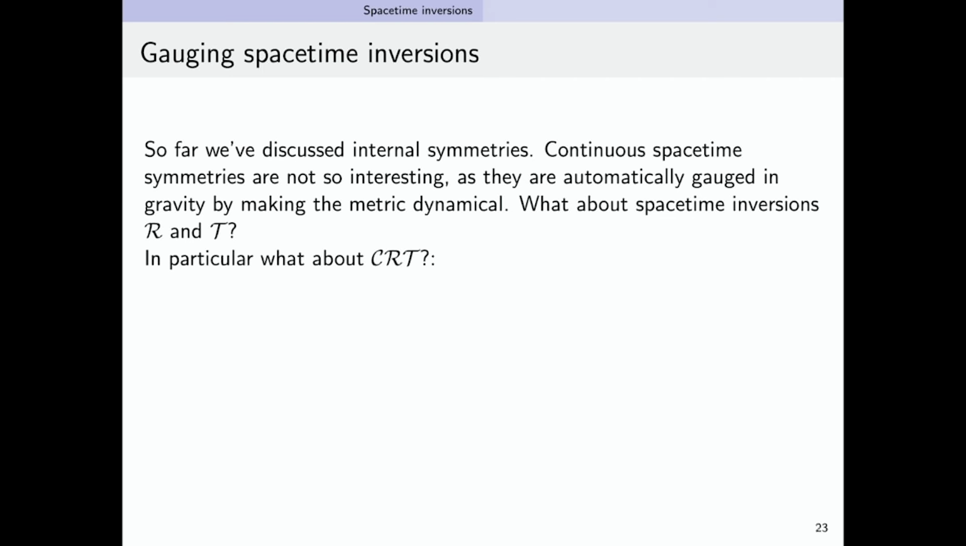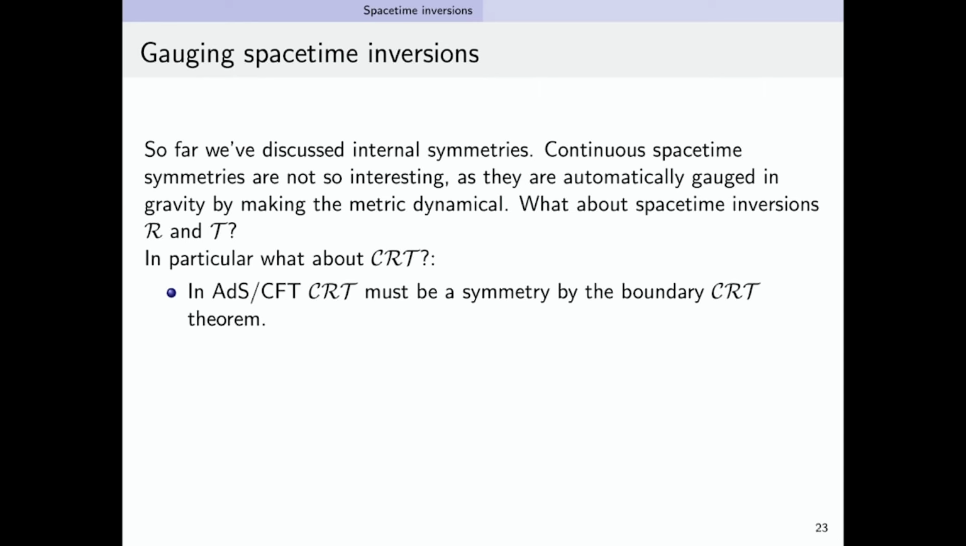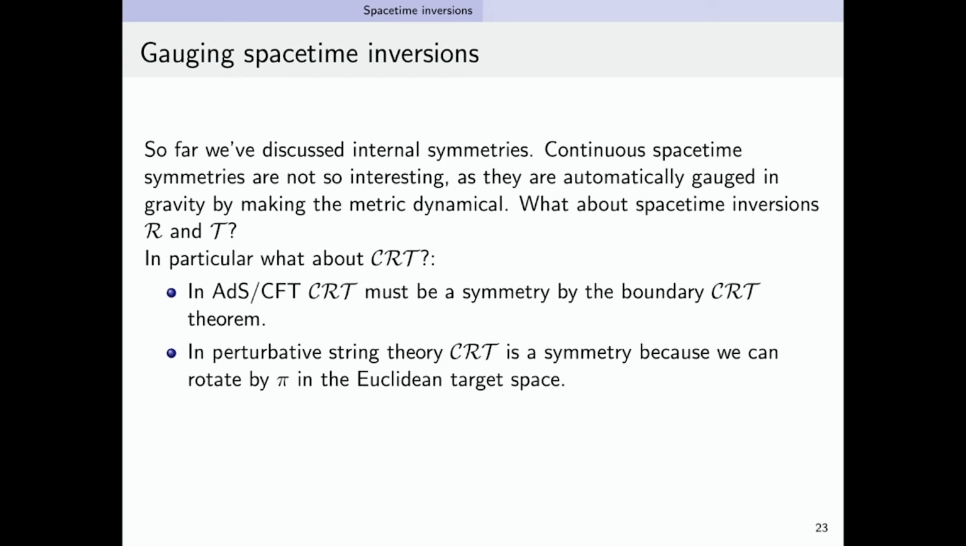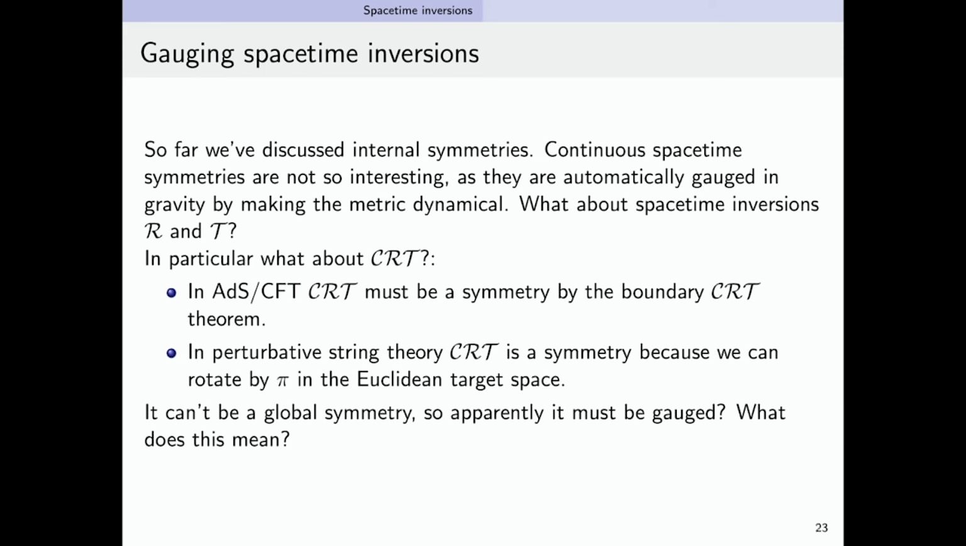And in particular, what about CRT, right? So in AdS/CFT, CRT has to be a symmetry by the boundary CRT theorem. You just rotate by pi in Euclidean signature. And in perturbative string theory, CRT is also a symmetry because you can rotate by pi in the Euclidean target space. I interpret this as evidence that CRT is a symmetry of quantum gravity. It might not be true, but I'll bet that it is. And if it is, then it has to be a gauge symmetry because there are no global symmetries. So you can ask, what does it mean for CRT to be a gauge symmetry? I'll just make a few very brief comments about this.